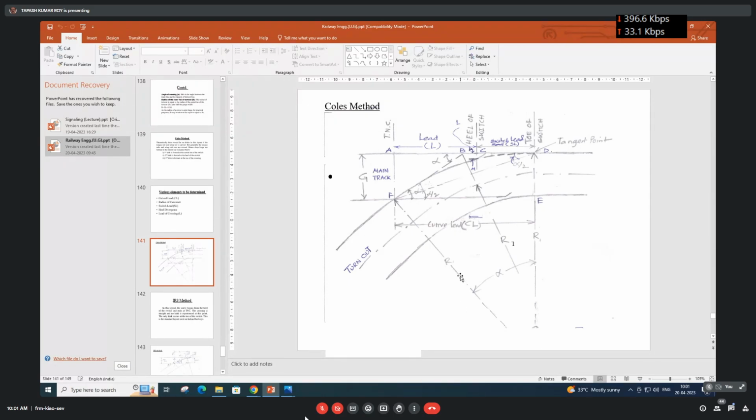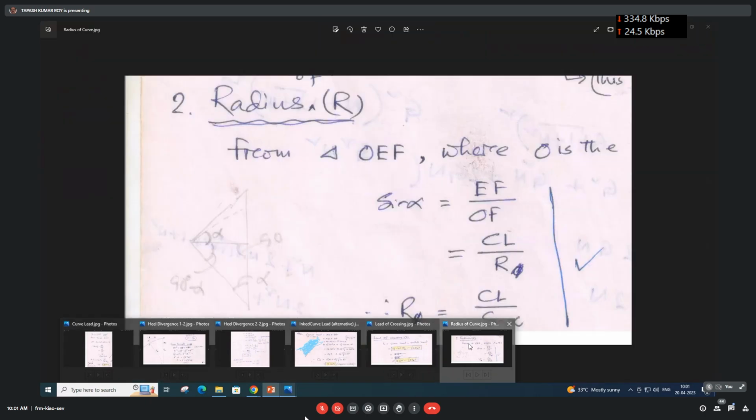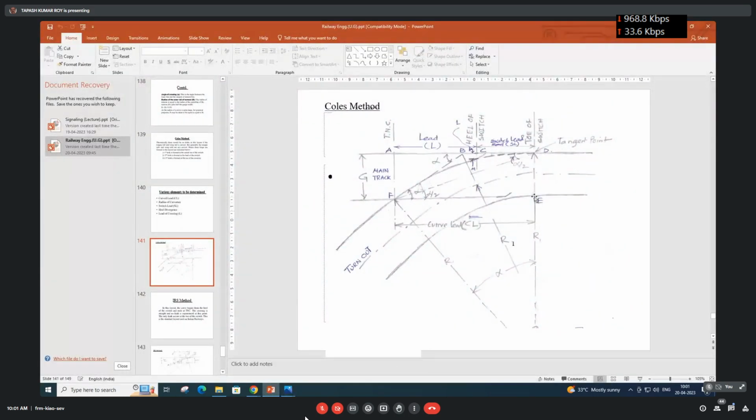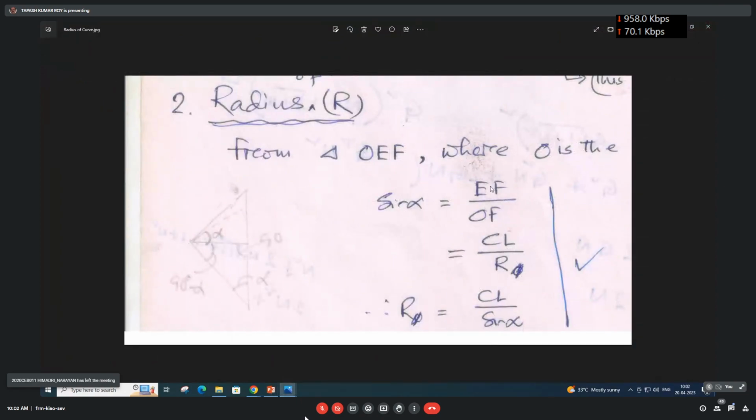So what will we do? We'll take the relation between these two. So we can easily write down sin alpha equal to EF by OF. Please write it down. EF equal to OF. Again, we come to EF here. This is the EF, and OF is from here up to this F. So EF is already determined. This is the CL, the curve length, and OF equal to R. So R equal to CL by sin alpha, or CL cosec alpha. Is it clear?